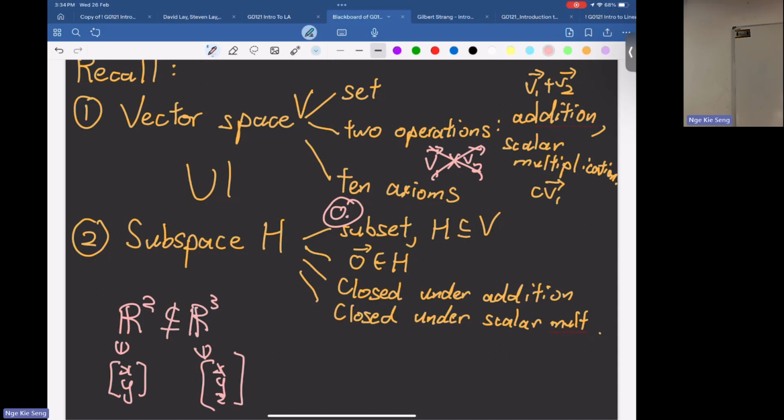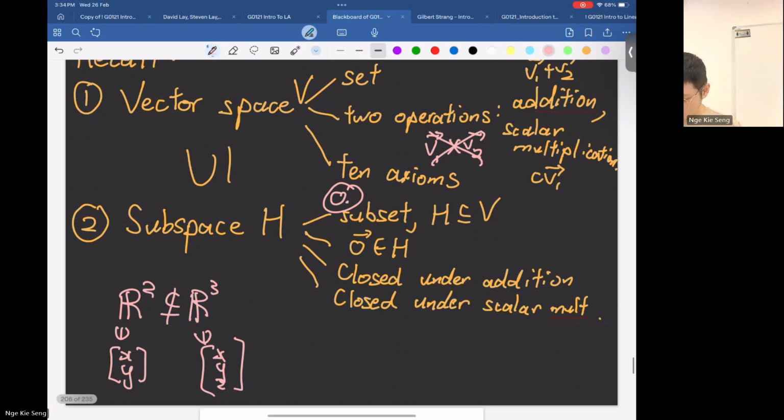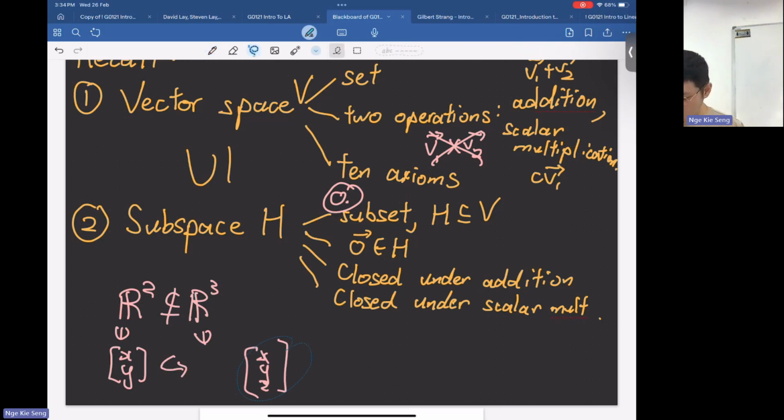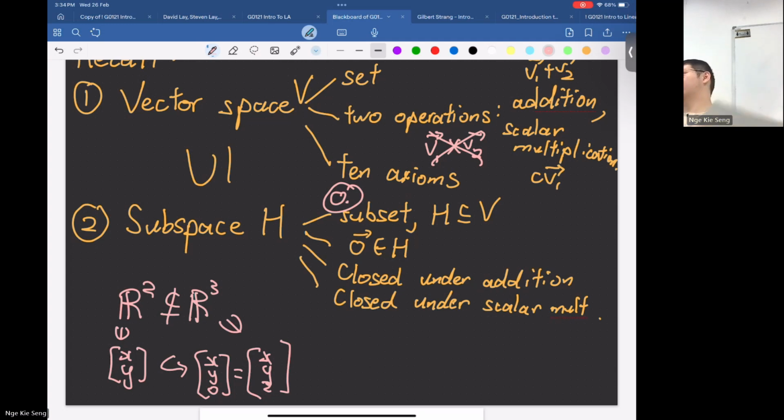So how do we see this phenomenon actually? What you see is we try to embed. We embed, this scientific term we call embedding. I'll let you know what embedding is. So embed this xy into, for example, xy0 like that.